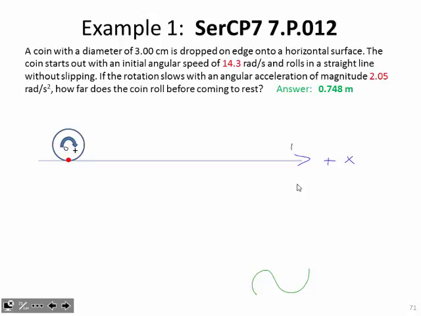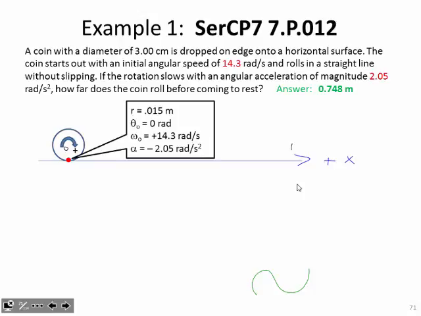Why is alpha negative? Good question. The coin's slowing down. So there are some frictional forces that are slowing it down, essentially.